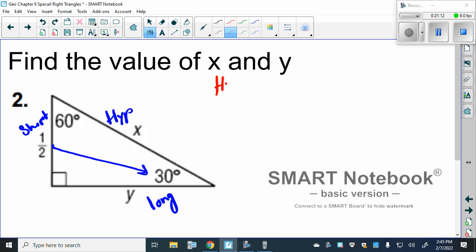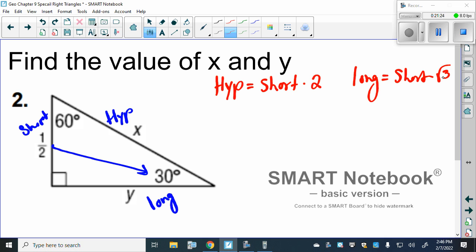Now to get the hypotenuse, we take the short side and multiply by 2. And to get the long side, we take the short amount and multiply by the square root of 3. Now in both of these, the short side length is what? 1/2. So 1/2 times 2 would be 1, which would be our x, our hypotenuse.